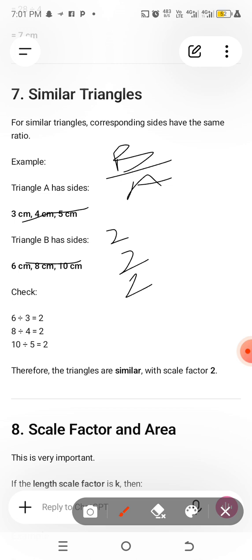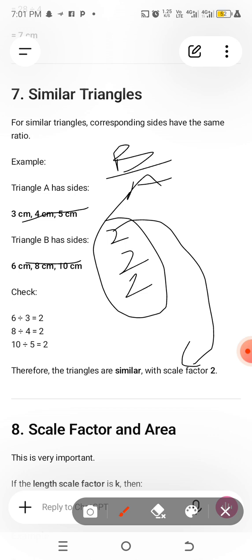Now, if all the results have the same number, you just take one of them to get the scale factor. So the scale factor is equal to 2. Since the triangles are similar, they have the same ratio, 2.